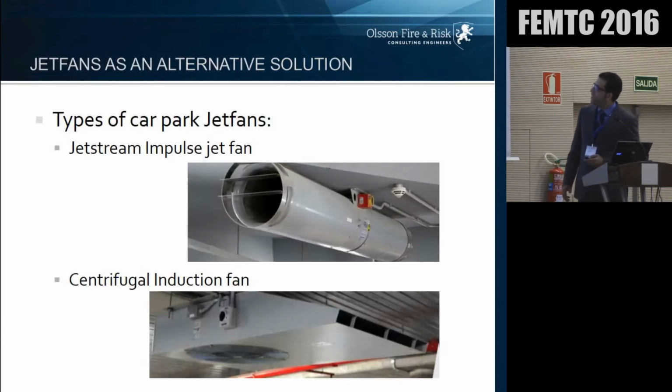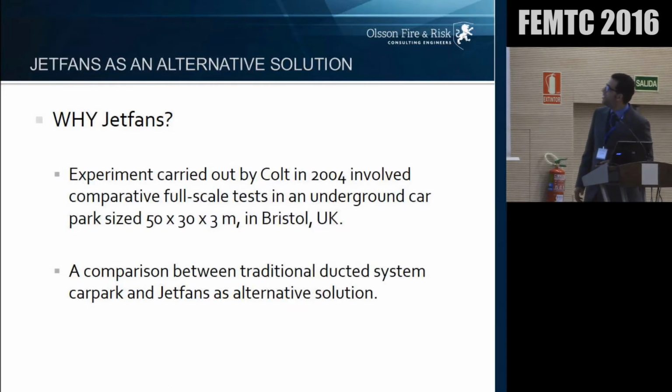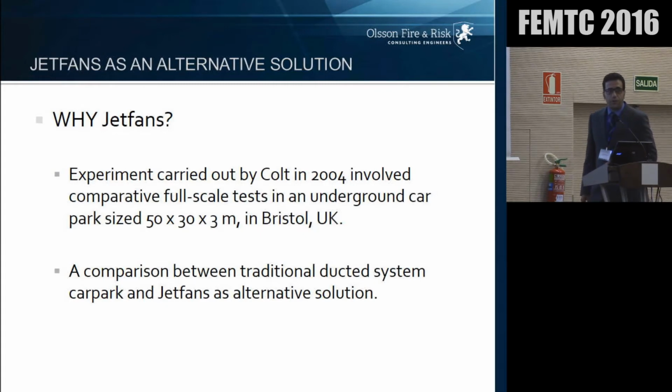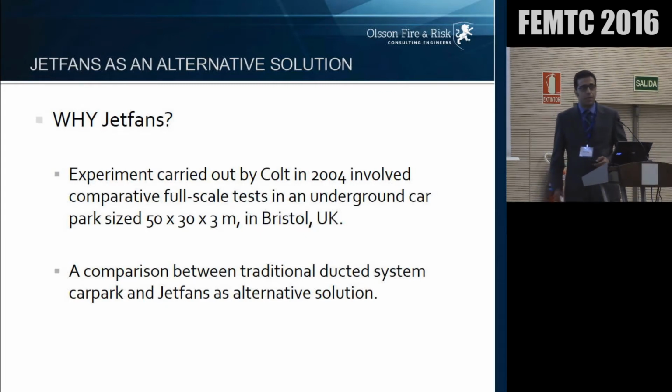There are two types of jet fans. One of them is the axial impulse jet fan, which is quite common, I think, in Europe and the Middle East. In Australia, it's very common to use centrifugal jet fans. From my point of view, the second one is more efficient for car park ventilation. But again, this is a topic to be discussed by itself. There was an experimental study done by Colt in 2004, which is very interesting, where they compared a traditional car park ventilation system with the two types of jet fans.